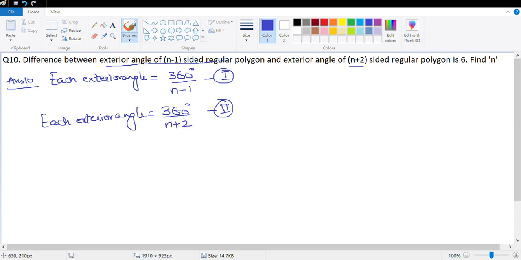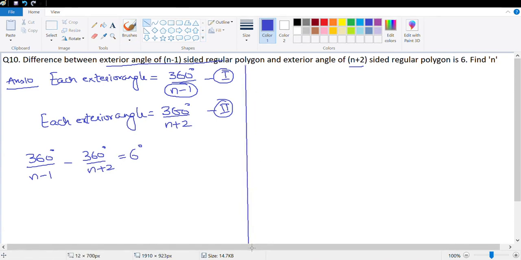They say the difference between these two is 6 degrees. So which one should I subtract from? Should I subtract 1 from 2 or 2 from 1? That will depend on which is the bigger number. Since the numerator is equal, the bigger number will be the one which has a lesser denominator. In this case, n minus 1 is less than n plus 2, which means 360 degrees upon n minus 1 is more than 360 degrees upon n plus 2. So as per the question, it is 360 degrees upon n minus 1 minus 360 degrees upon n plus 2 is given equal to 6 degrees.